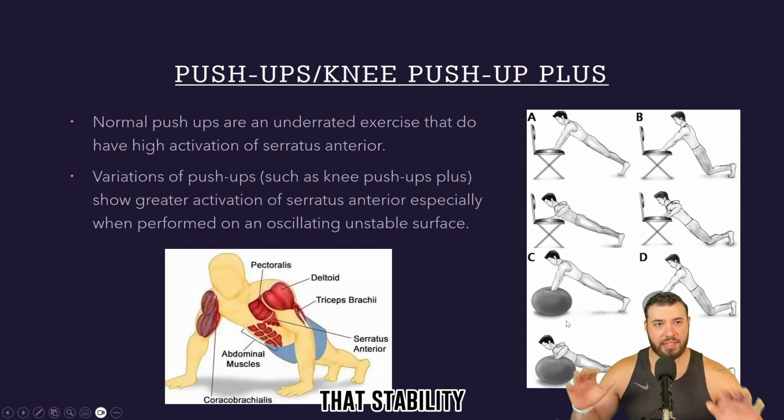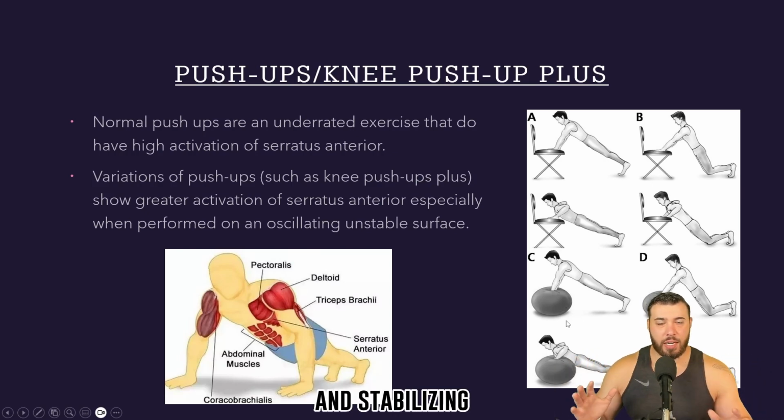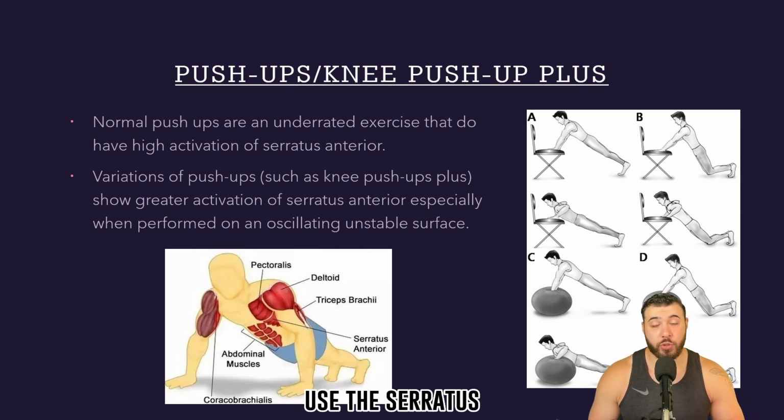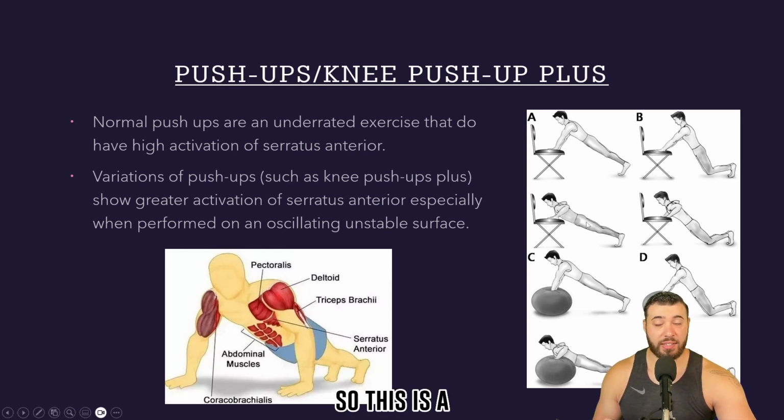And you can see that stability work, moving and stabilizing as you're going into the actual movement, forces you to contract and use the serratus anterior more. When we go over dumbbell pullovers, I'll tell you something from personal experience as well. So this is a stabilizing muscle.